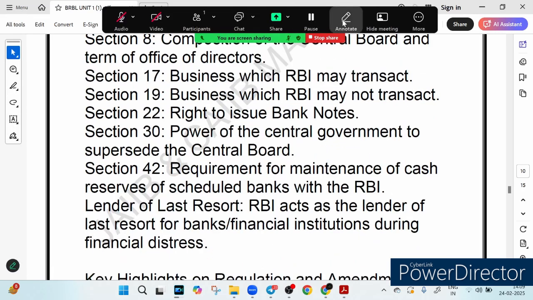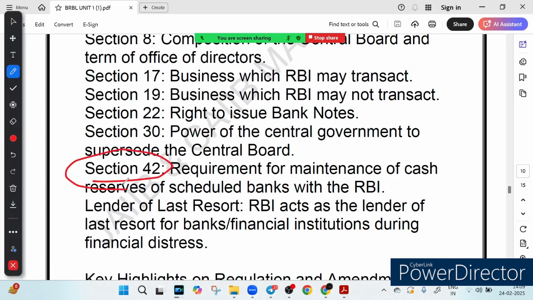And then another important one is Section 42. I told you earlier that Section 42 talks about the cash reserve that scheduled banks need to keep with the RBI. And Section 30 gives the central government the power to overrule the RBI if needed. There is also a term called lender of last resort. One of the most important roles of the RBI is being the lender of last resort. In times of financial distress, when banks or financial institutions are struggling and can't get help elsewhere, the RBI steps in to bail them out. This is to prevent the entire banking system from collapsing.